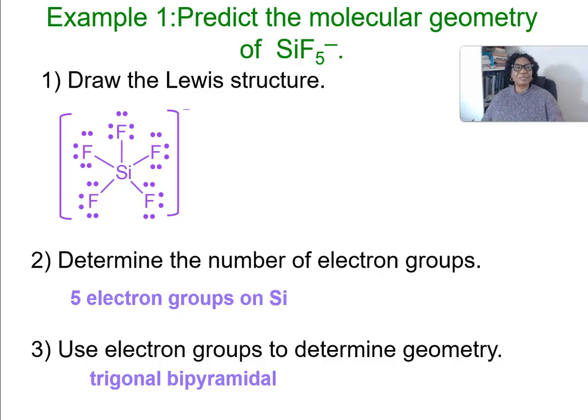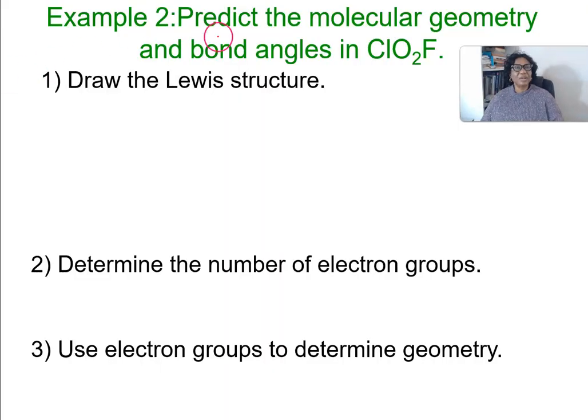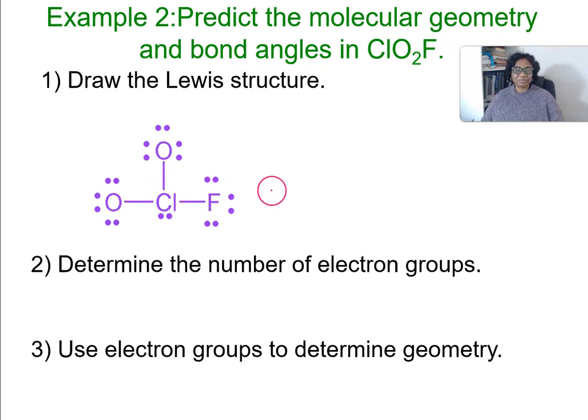Let's take another example. Predict the molecular geometry and bond angles in ClO2F. The first thing you want to do is draw the Lewis structure. So that is the Lewis structure. Then determine the number of electron groups around the central atom. 1, 2, 3, 4. If you only look at the electron groups, you know that is tetrahedral. But you notice we have one lone pair.